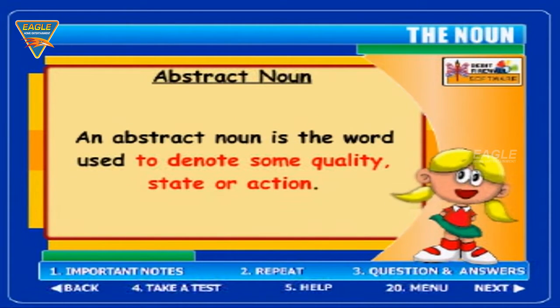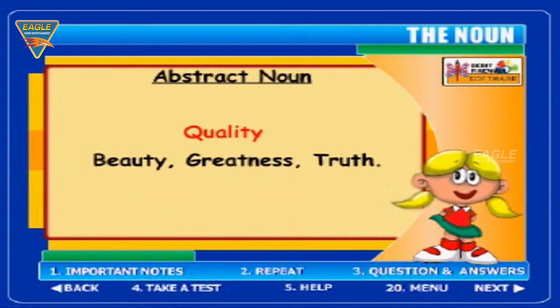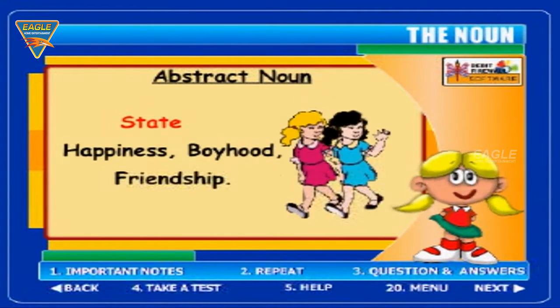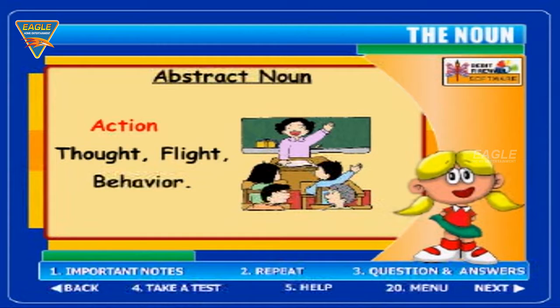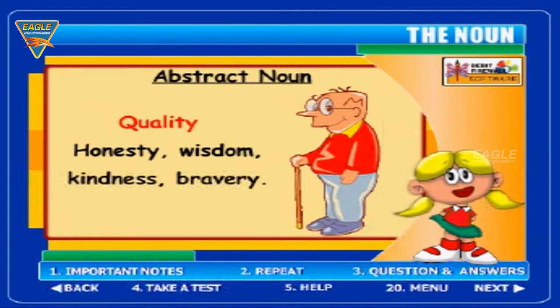Abstract noun. An abstract noun is the word used to denote some quality, state or action. Quality, like beauty, greatness, truths. State, like happiness, boyhood, friendship. Action, like thought, flight, behavior. Quality: honesty, wisdom, kindness, bravery.